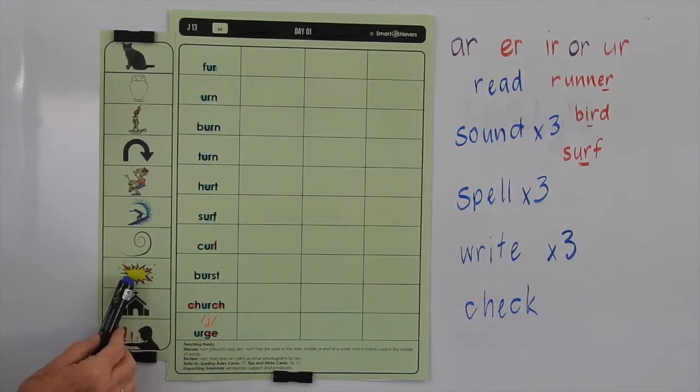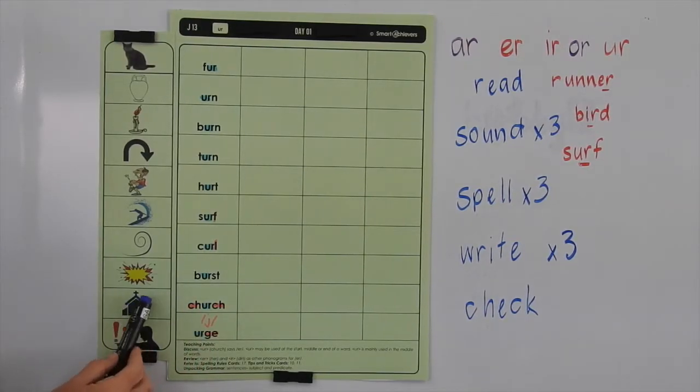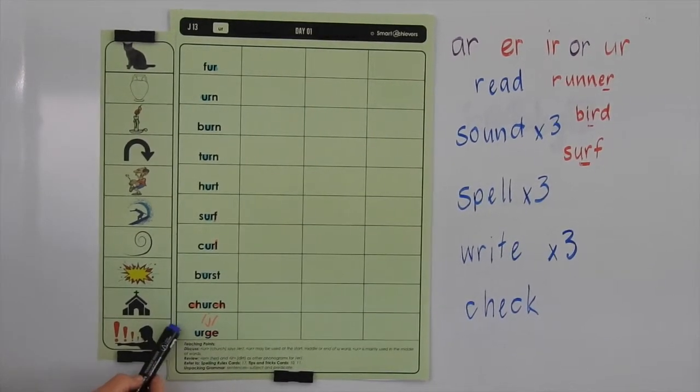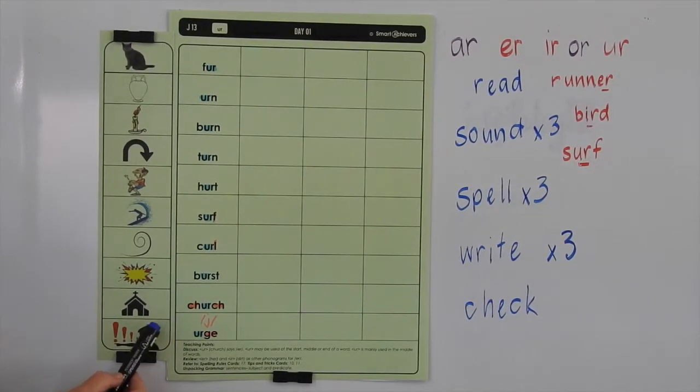Burst is when something may explode or break. You can burst a balloon and it will pop, and so it changes the shape of the thing too. Church is a building that people go to talk to God, so there are quite a few around our towns. Urge is when you really want to try and talk someone into doing something. You're really begging them or urging them to try harder or to do something to help you or just to do anything really. Okay, let's read the words, sound the words, spell the words and write them.